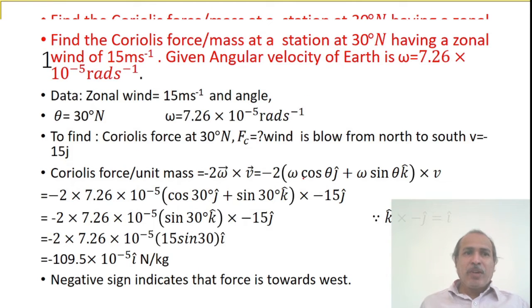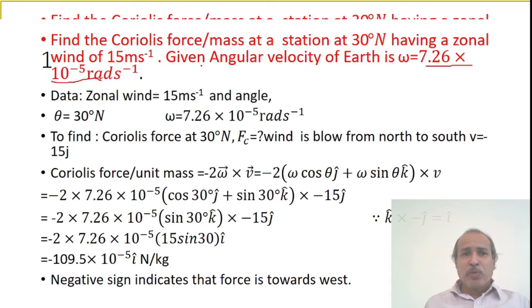First problem. Find the Coriolis force per unit mass at a station at 30° north having a zonal wind of 15 meter per second. Given the angular velocity of the earth, omega equals 7.26 into 10 to the power of minus 5 radian per second. This is the problem, so read it one more time.